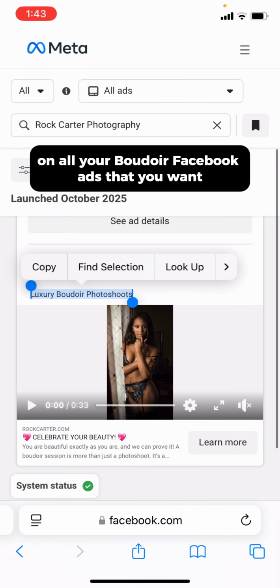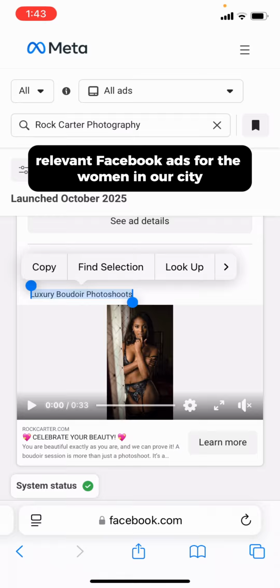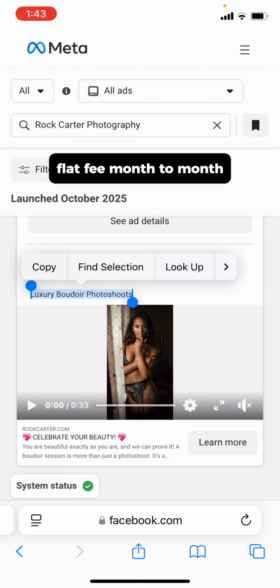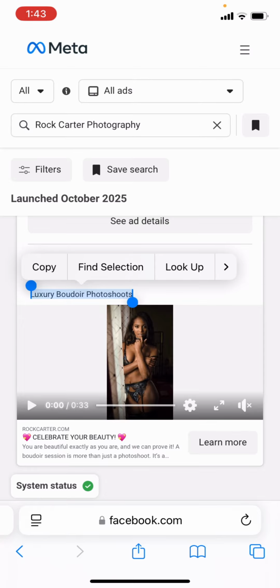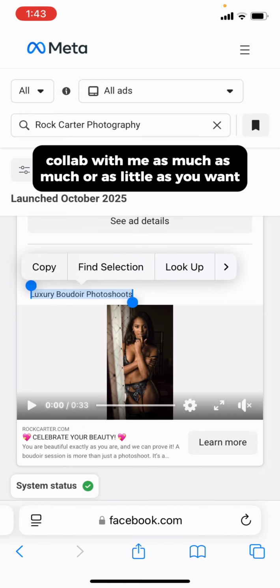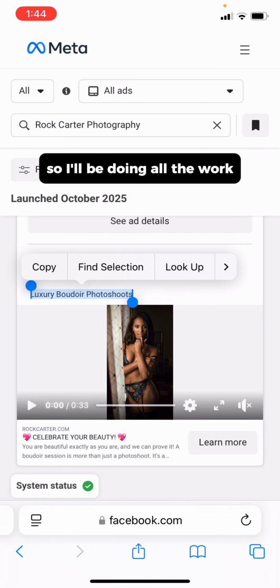Option 2 is a much higher value option where I'll fix all the mistakes on all your Boudoir Facebook ads that you want and create as many Boudoir relevant Facebook ads for the women in our city as you want, all for $100 a month. Flat fee, month to month, no contracts, cancel anytime. And yeah, you can basically collab with me as much or as little as you want. Both these options are done for you, so I'll be doing all the work, so you can save all that time.